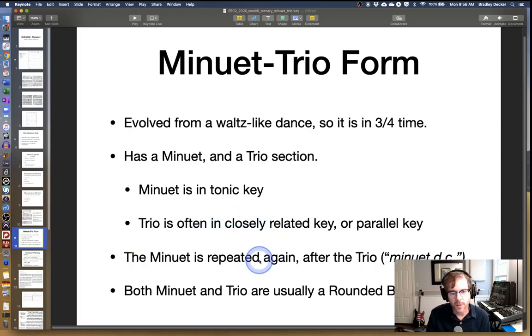The minuet is repeated again after the trio, and we'll often see minuet da capo at the end of that trio, meaning you play the minuet, you play the trio, and then you get to the da capo, and then you go back and play the minuet.